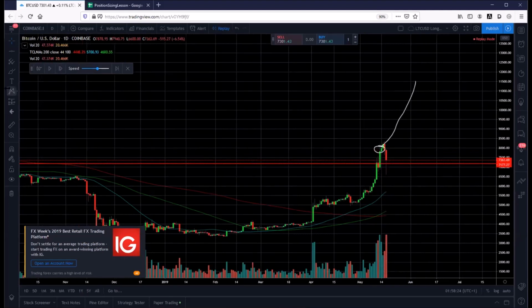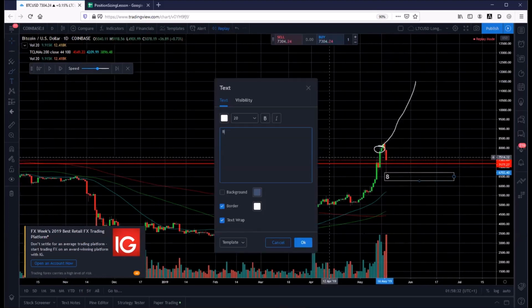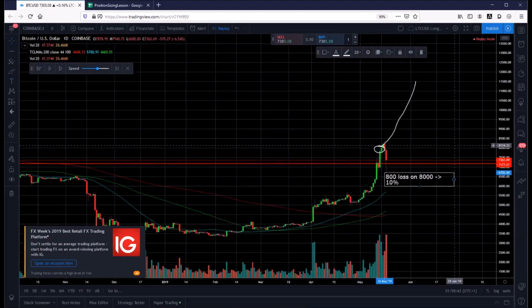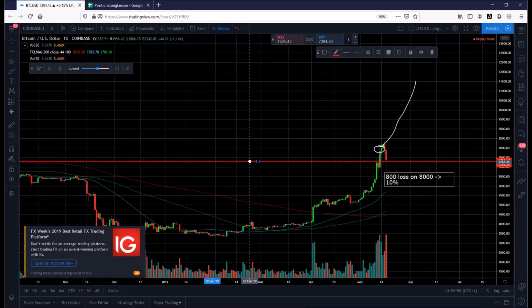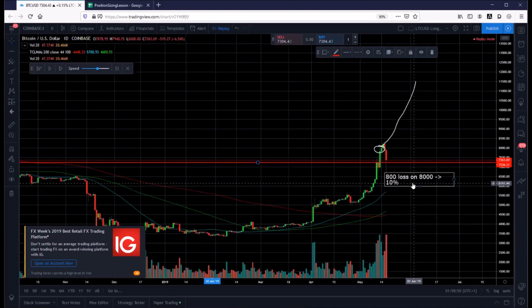Okay, I got stopped out. So I took an $800 loss. And we'll say just about on 8,000. So that's about a 10% hit. We'll say we paid $8,000 for our Bitcoin. Let's make our example simple. We took an $800 loss at about 7,200. I can adjust this just a little bit for those of you sticklers in the back with your math. $800 loss on an $8,000 entry, 10%. And then what happens? What does the market do next?